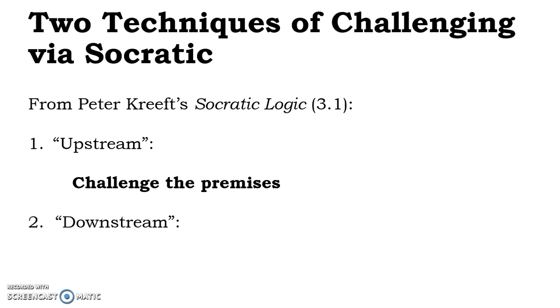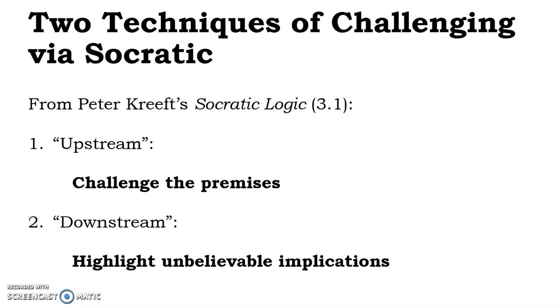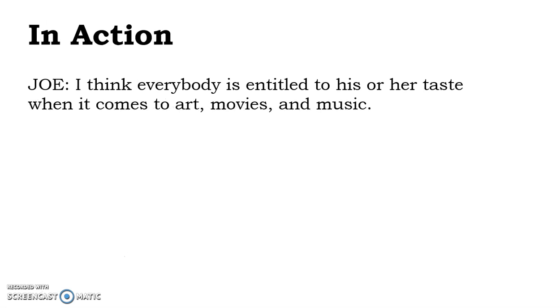Moving upstream means challenging the premises of our interlocutor, or that is our conversation partner's argument. Challenging the premises. Downstream is highlighting unbelievable implications that result from the thesis of our partner. So let's look at some concrete examples of each of these in action.